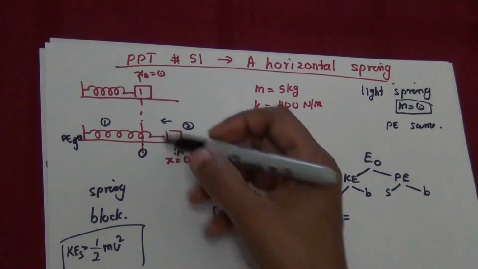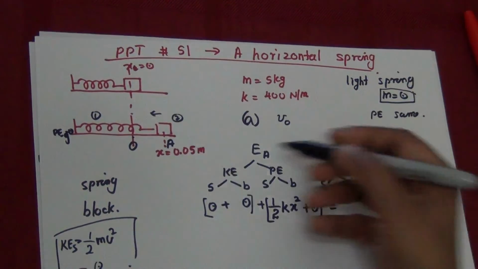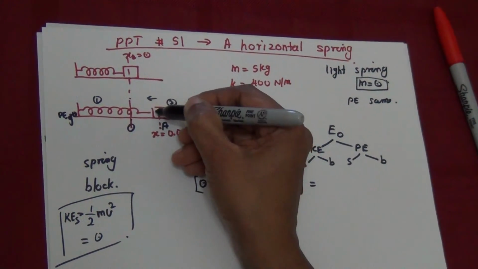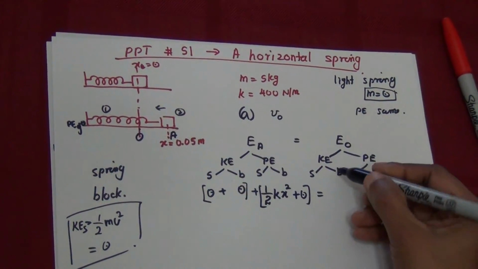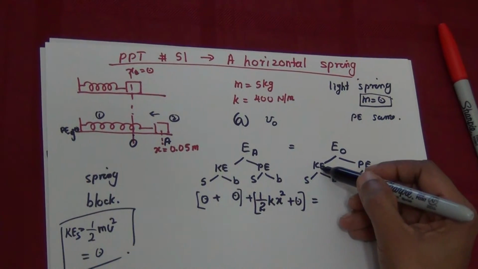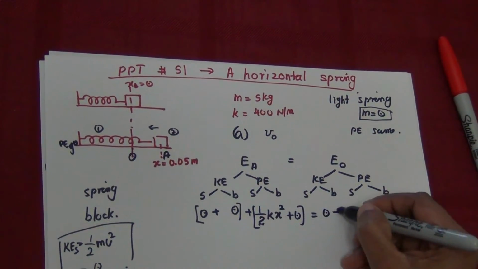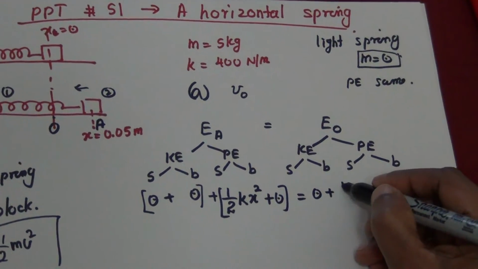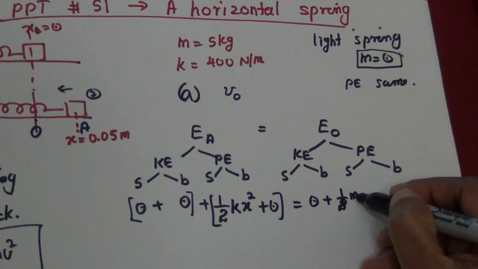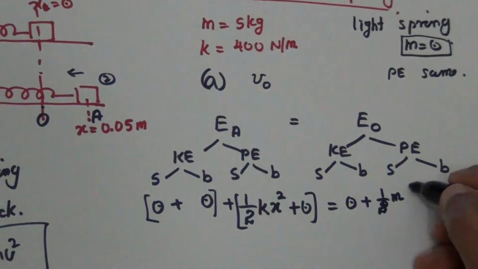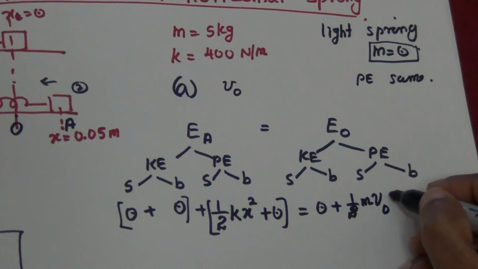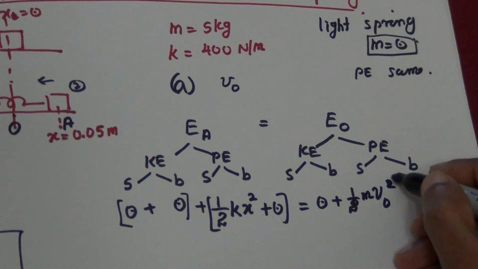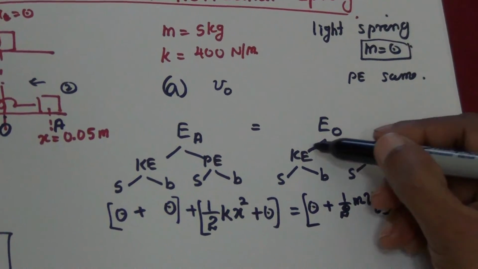And now at O, at the equilibrium, but it's going to move with the velocity. Okay, let's come to the kinetic energy then. The kinetic energy of the spring is 0 since the mass is 0. For the block, you have to put 1/2 m. That's the question. What is the speed here? So let me put V_O squared. So that is the kinetic energy.